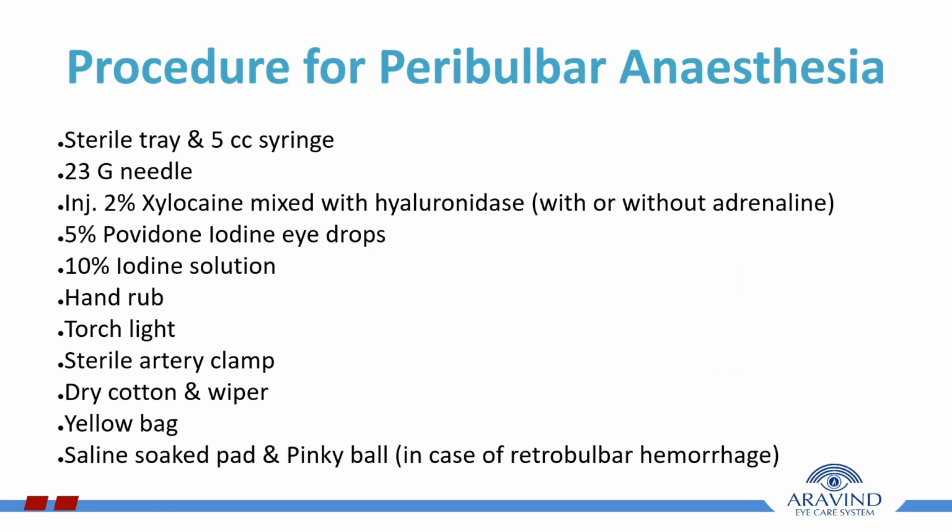Procedure for peribulbar anesthesia. Consumables include sterile tray, 5 cc syringe, 23 gauge needle, injection 2% xylocaine mixed with hyaluronidase, 5% povidone iodine eye drops, 10% iodine solution, hand rub, torchlight, sterile artery clamp, dry cotton and wiper, yellow bag, saline soaked pad, and pinky ball.